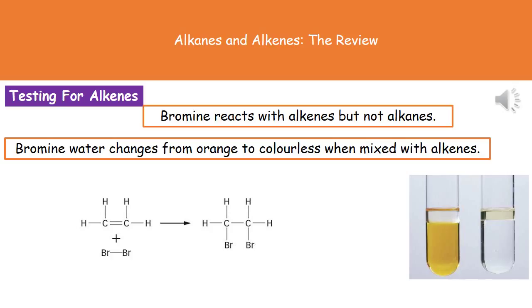The last thing we need to know then is how we can actually test to see if we have an alkane or an alkene. Now the way we do this is by using bromine water, because what we find is that the bromine water is going to react with alkenes but not with alkanes. So if we see the colour change from orange to colourless, then we know we have an alkene present. If the bromine water stays orange, then we have an alkane.